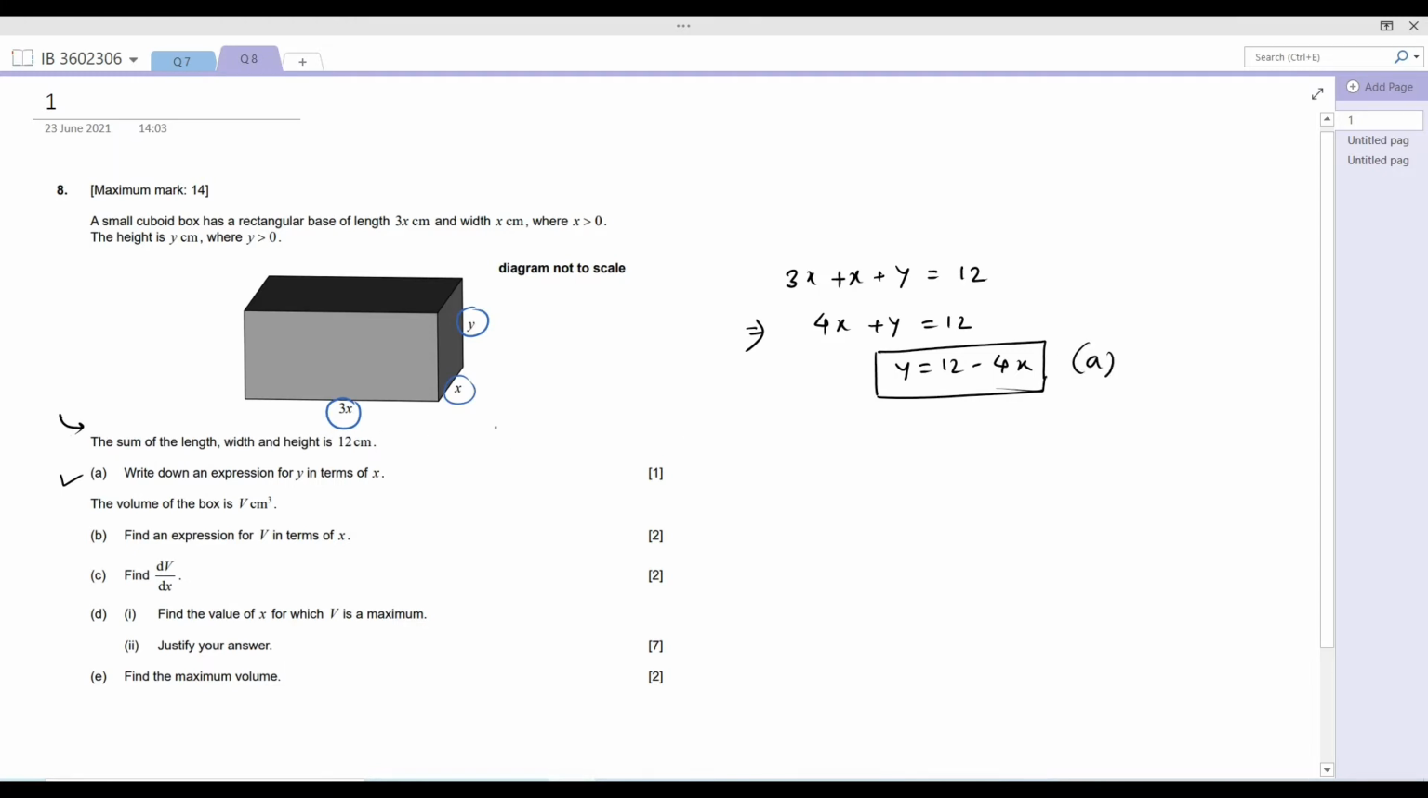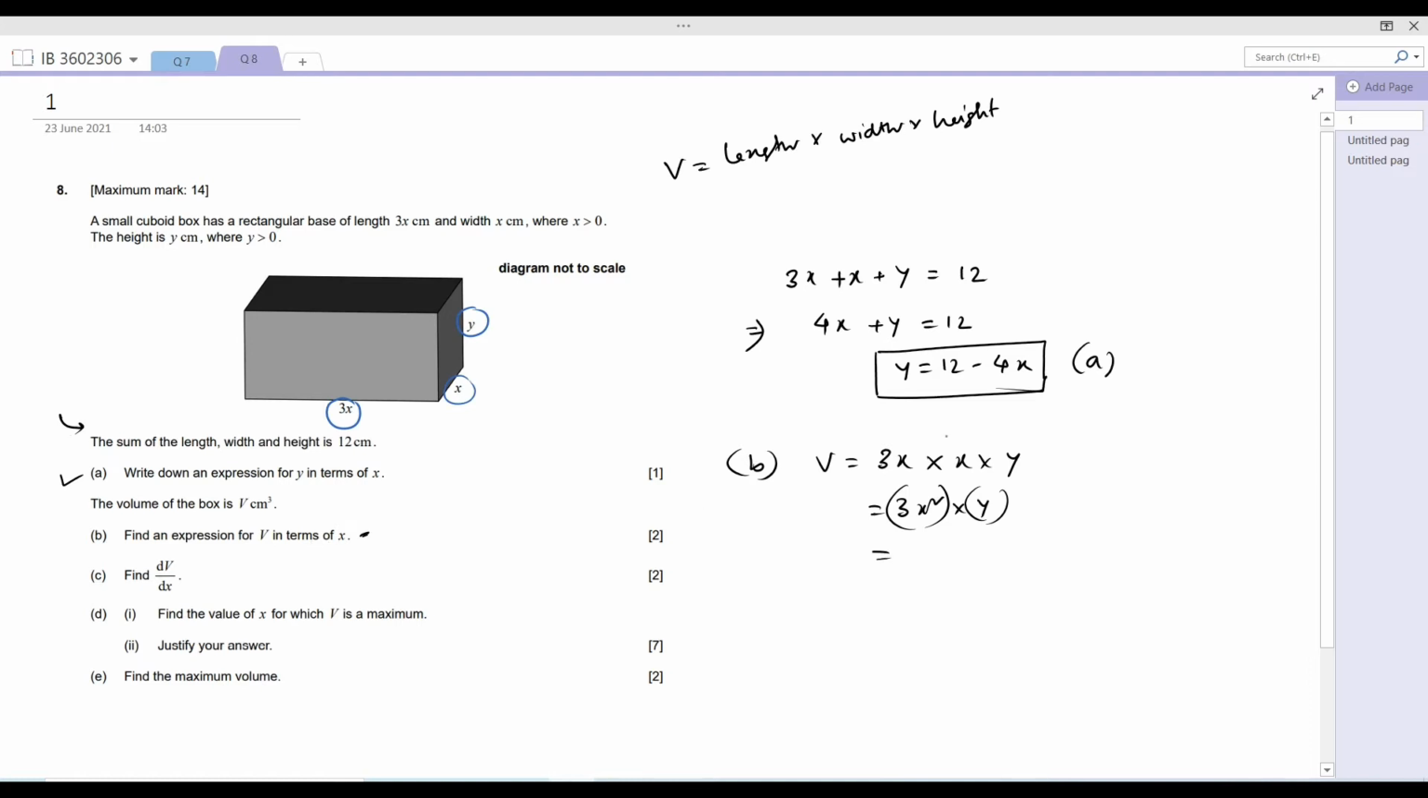Now the volume of the box is V centimeter cube. Before proceeding to this question, the volume of a cuboid is basically length times width times height. So this is the formula and we will apply this here. For question B, find an expression for V in terms of x. The length is 3x, width is x, height is y. So it is basically 3x square into y.